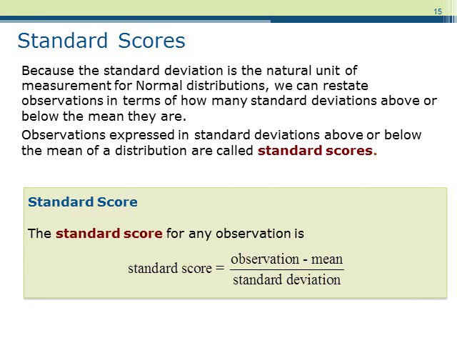Like we said previously, a normal distribution is completely determined by its mean and standard deviation. To compare observations from different distributions, we can use a process called standardizing. By definition, the standard score for an observation is equal to the value of the observation minus the mean divided by the standard deviation. The standard score tells us how many standard deviations a particular observation is above or below the mean.